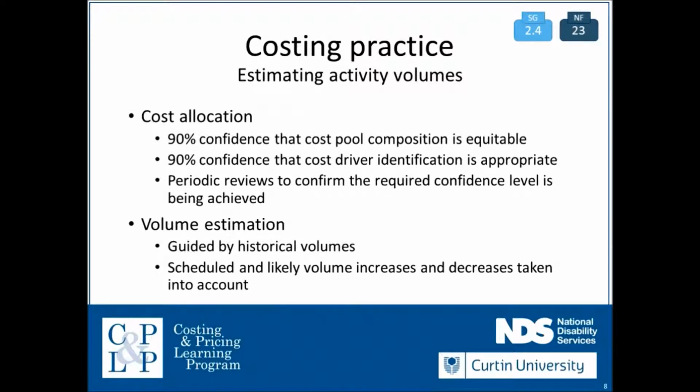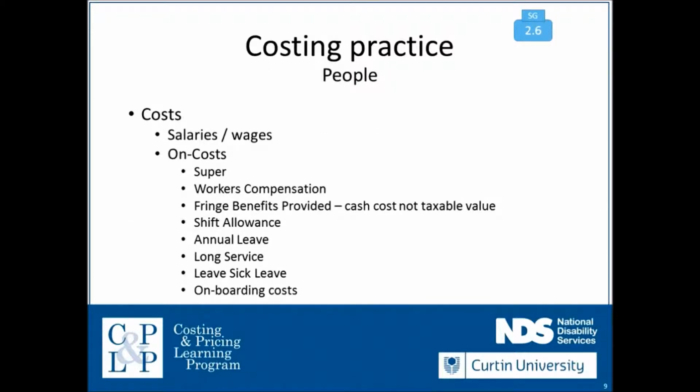Let's now have a look at some specific costing practice, and I want to start with people. People, of course, are generally the biggest part or the biggest cost of organisations who provide disability services. They're the biggest single source of expenses because disability service provision is significantly people orientated, and of course it's labour intensive.